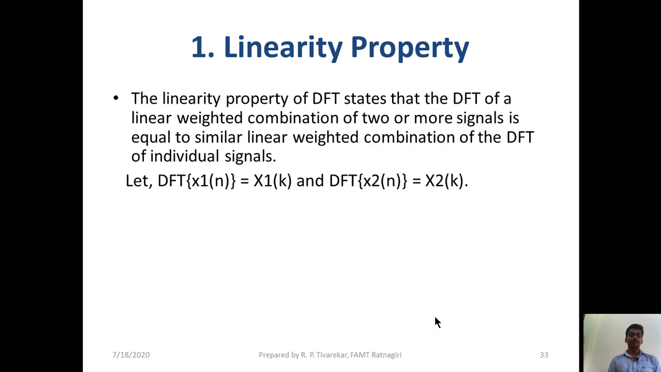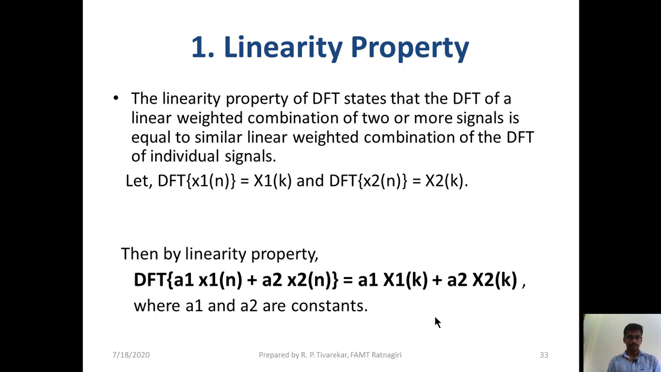First property is linearity. If we have DFT of sequence x1 of n as capital X1 of k and DFT of another sequence x2 of n as capital X2 of k, then the linear weighted combination of these two sequences will result in a DFT that is nothing but the linear weighted combination of the two individual DFTs. As you can see, DFT of x1 and DFT of x2 are linearly weighted. That forms a DFT of this whole sequence.